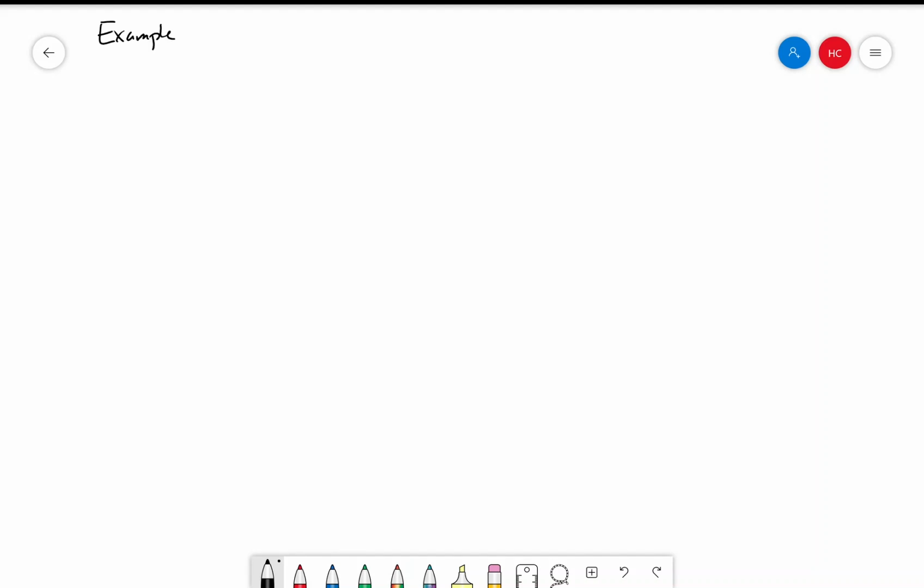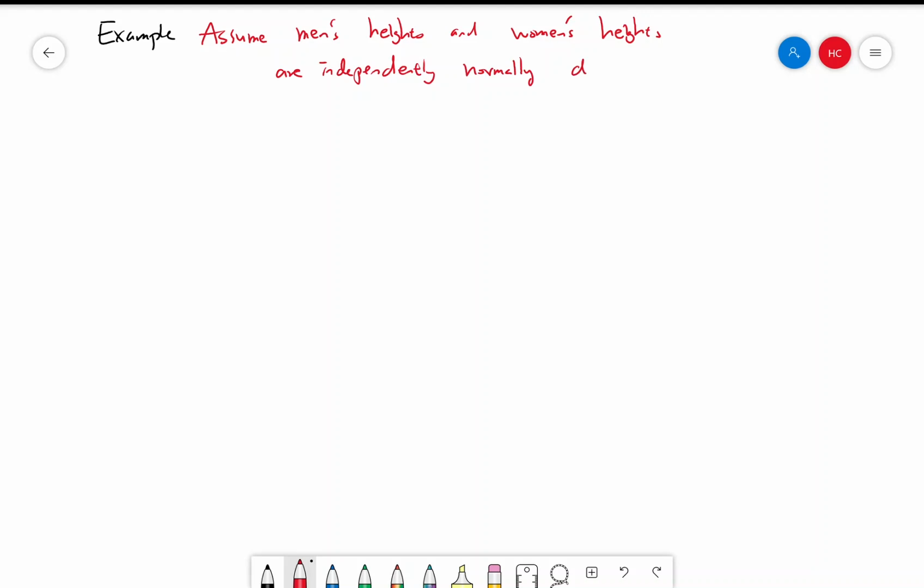Okay, so let's assume men's height and women's height are independently, normally distributed. And then let's sample 10 men.